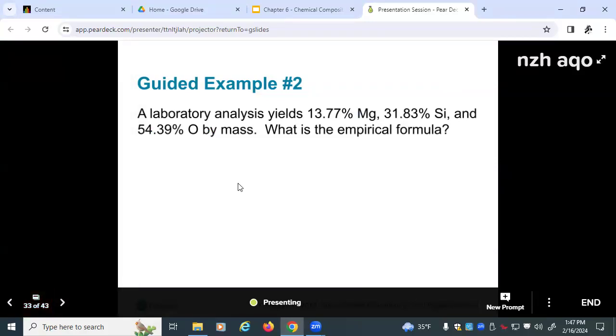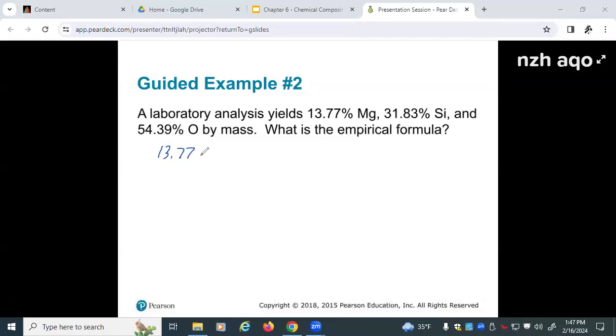All right, let's take a look at one more example and we'll call it a week. So this one is just asking about empirical formula. It's not asking about molecular. I've got 13.77% magnesium, so I'm going to turn that into grams. I've got 31.83% silicon, so I'm going to turn that into grams. I've got 54.39% oxygen, so I'm going to turn that into grams.